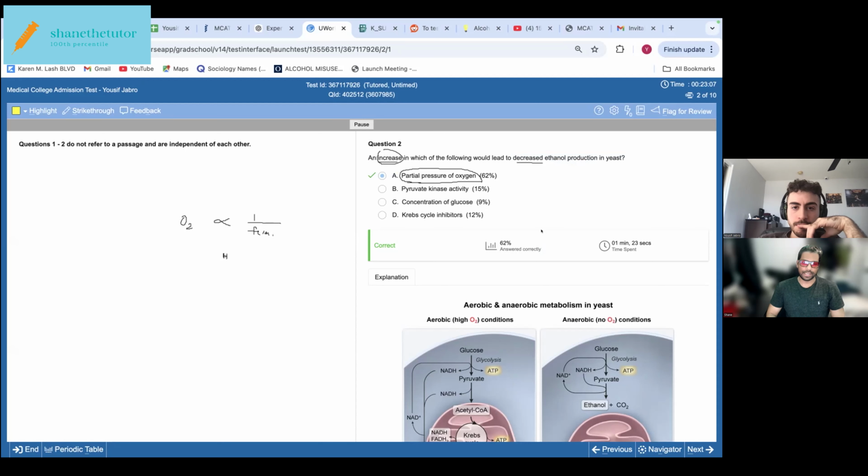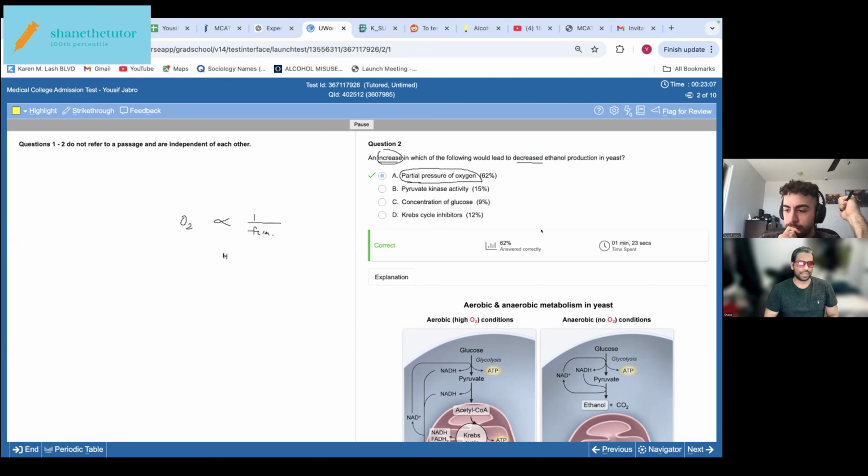Pyruvate kinase turns PEP into pyruvate, and that's part of glycolysis. Glycolysis is anaerobic, so increasing it won't cause a decrease in ethanol production; it would increase it. And then C, concentration of glucose. If you have a high amount of glucose, you're going to have more glycolysis, more glucose breakdown. So that wouldn't work either.